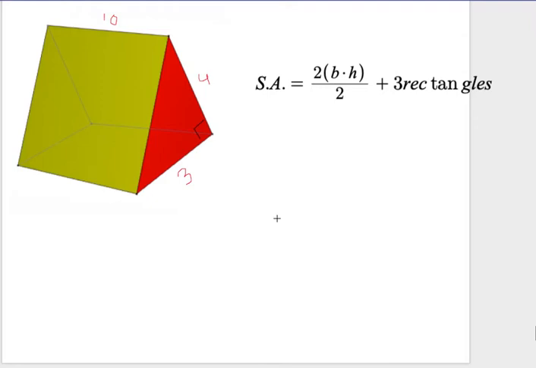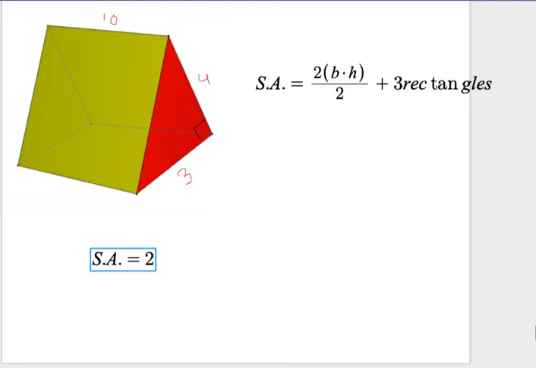All right, so let's find the surface area. I'm going to start with finding the area of this triangle. So since this is a right angle, this is my base, this is the height. So I'm going to go ahead and find my surface area is going to be 3 times, now there's 2 of those, so don't forget that.